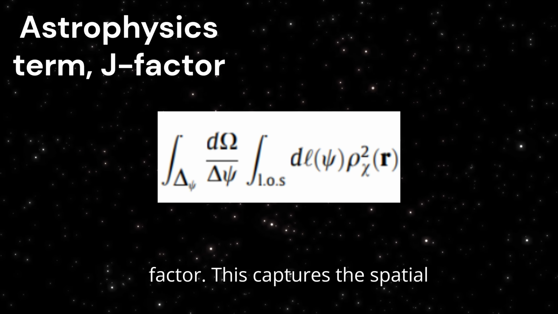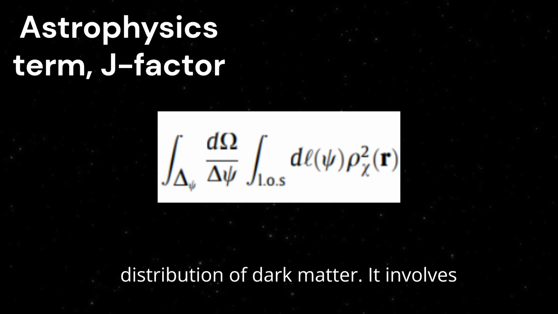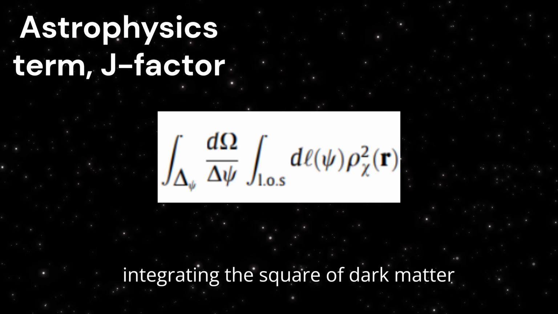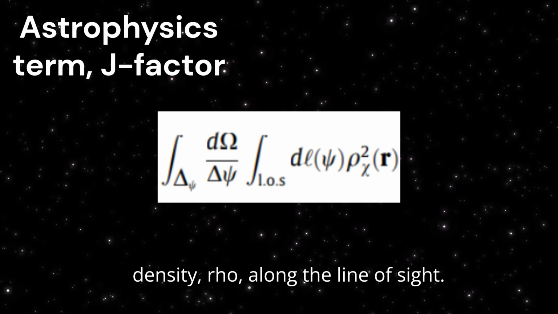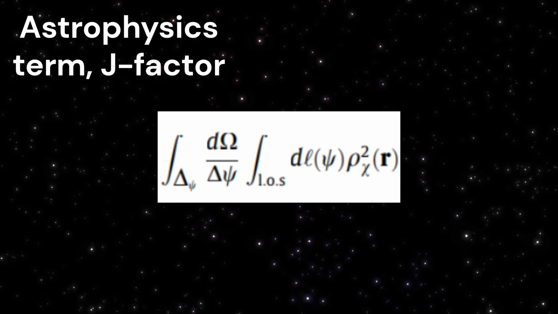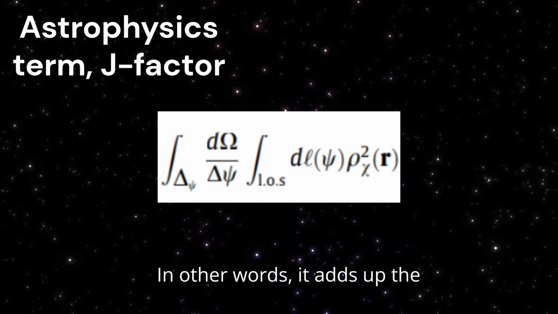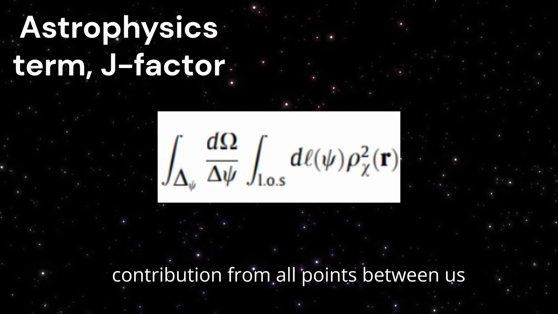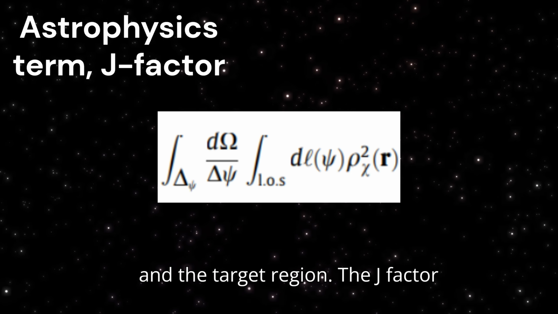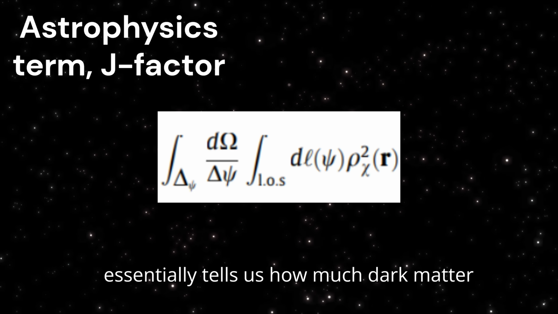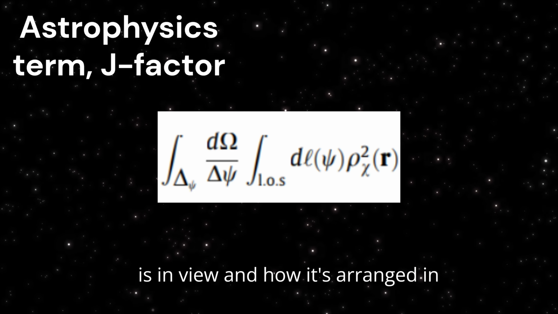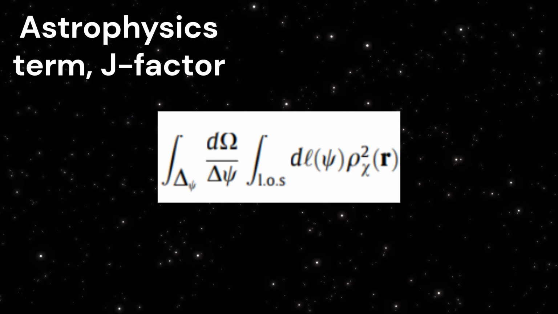Then we have the astrophysics term, the J factor. This captures the spatial distribution of dark matter. It involves integrating the square of dark matter density, ρ, along the line of sight. In other words, it adds up the contribution from all points between us and the target region. The J factor essentially tells us how much dark matter is in view and how it's arranged in space.